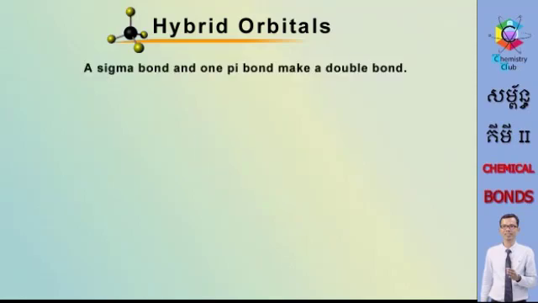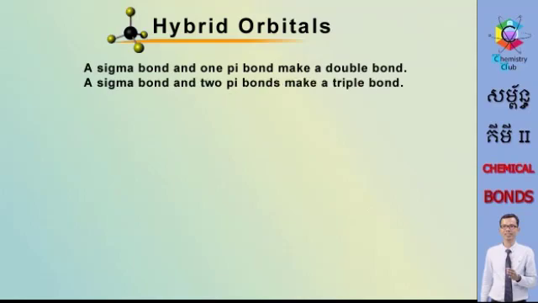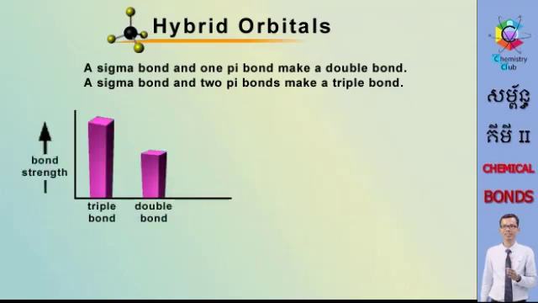If there is one sigma bond and one pi bond between two atoms, the atoms have a double bond. If there is one sigma bond and two pi bonds, then the atoms have a triple bond. A triple bond is stronger than a double bond, and a double bond is stronger than a single bond.